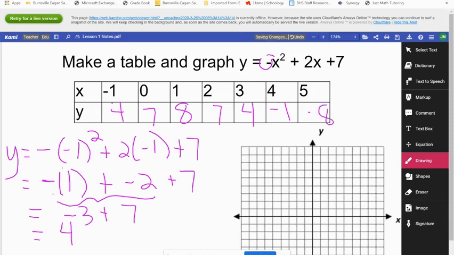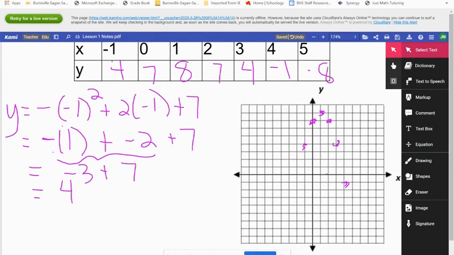All right. Again, as I'm plotting these, it helps if you really zoom in. I'm going to try to keep this all on one page for us. But we had -1, 4. This point right here. 0, 7. That's this point right here. 1, 8. 2, 7. 3, 4. 4, -1. And I might go down just a little bit here and do 5, -8.